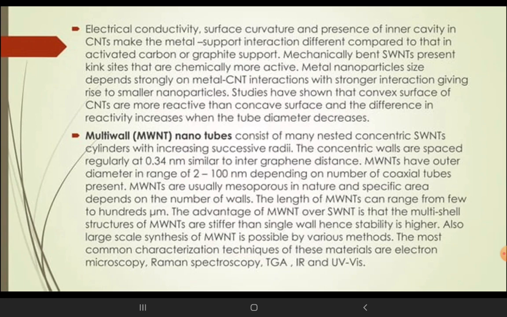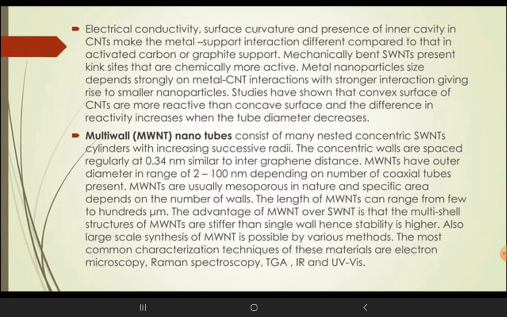Depending on the number of coaxial tubes present, MWNTs are usually mesoporous in nature and the specific area depends on the number of walls. The length of MWNTs can range from a few to 100 micrometers. The advantage of MWNT over SWNT is that the multi-shell structures of MWNT are stiffer than single wall, hence stability is higher. Also, large-scale synthesis of MWNT is possible by various methods.